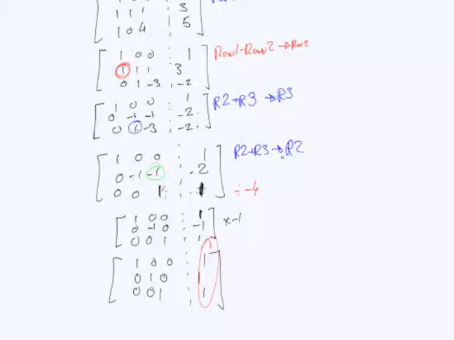Okay, and we just want to get rid of this guy as well. So how can I kill him? Row 1 minus row 2 and put the answer on row 2. So let's do that.